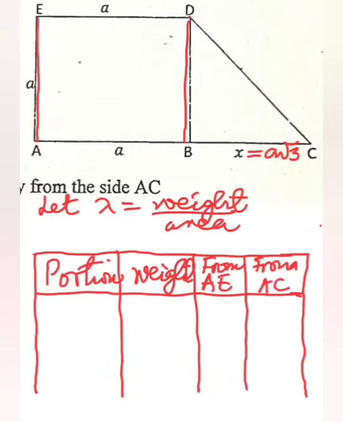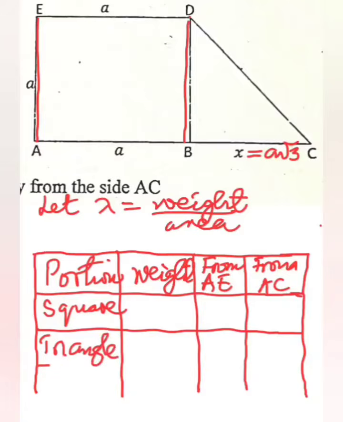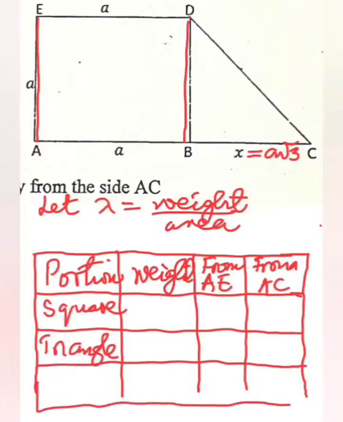It is from AC. Now for the portions, we have the square, which is of side A. So there is the square. And we also have the triangle. And then lastly, we have the whole lamina, which is a trapezium. The square and the triangle have been joined together to give the trapezium. So I need to put the component parts first and end with the trapezium, because for the weight of the trapezium, I will simply add the weights of the square and the triangle in order to get it.